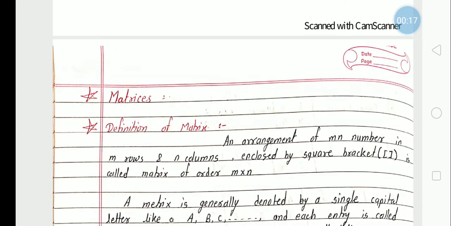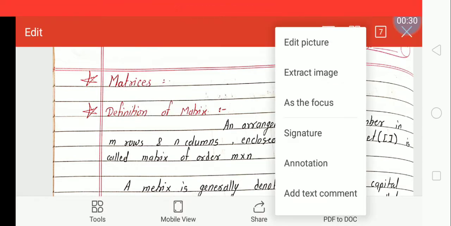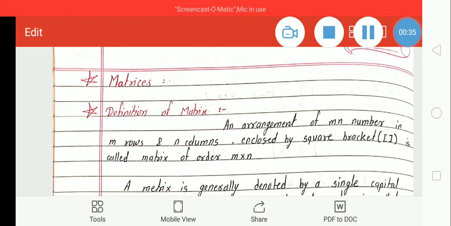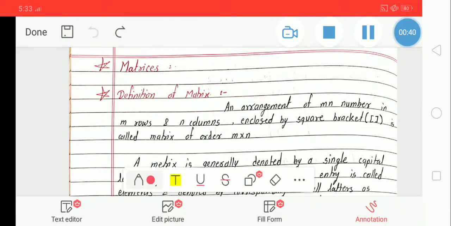Definition of matrix. An arrangement of m n numbers in m rows and n columns enclosed by a square bracket, this bracket, is called a matrix of order m cross n. This is an arrangement of m n numbers. Here m is the number of rows and n is the number of columns, and enclosed by a square bracket means this bracket is called a matrix.